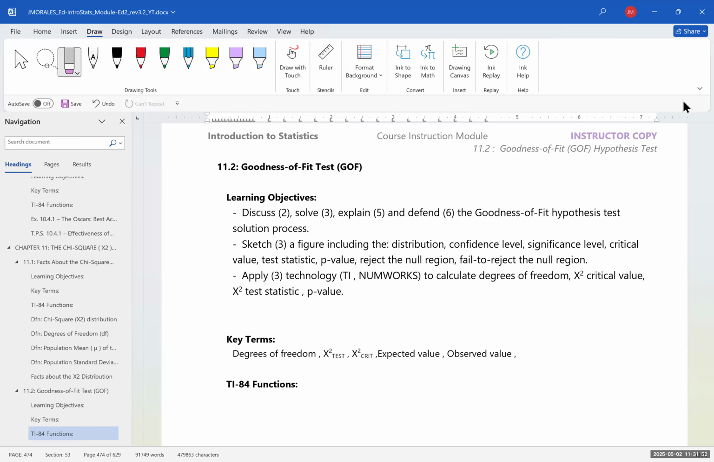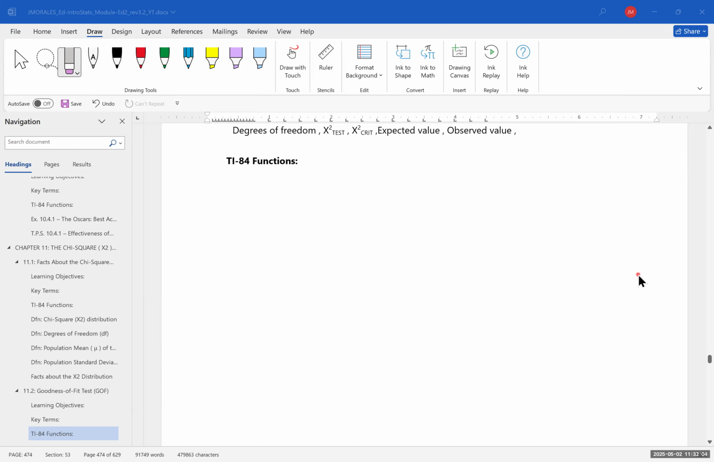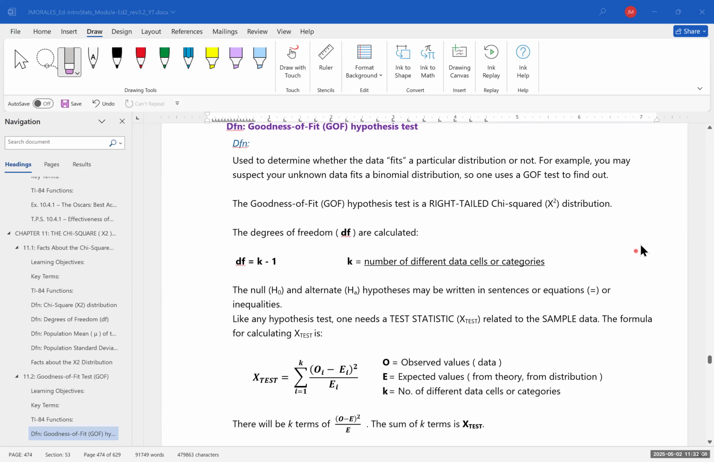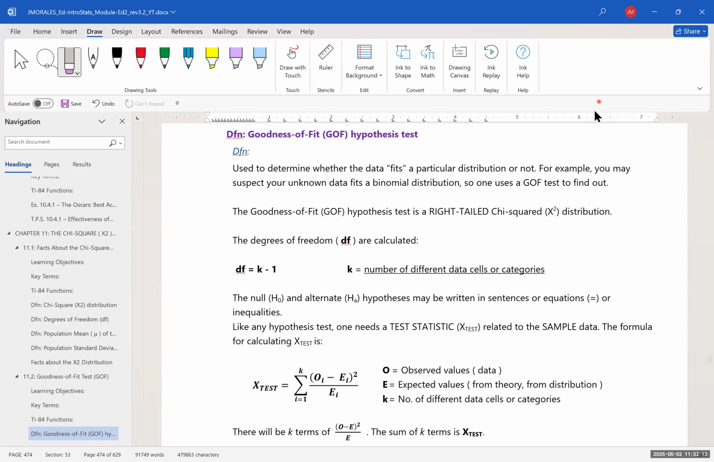All right, let's move on to the next section, 11.2. Now, this is called a goodness of fit hypothesis test. So what is a goodness of fit hypothesis test? It's used to determine whether the data fits a particular distribution or not.